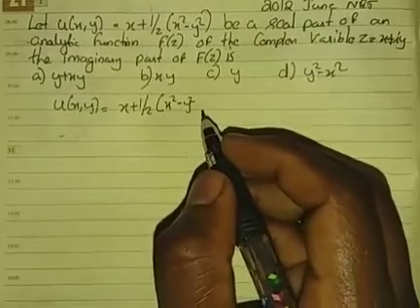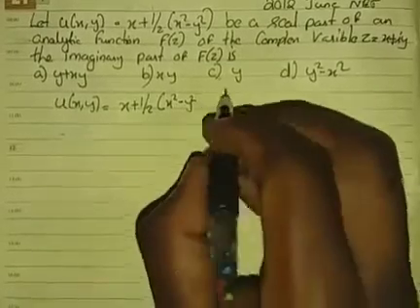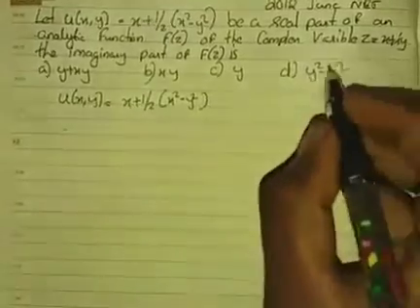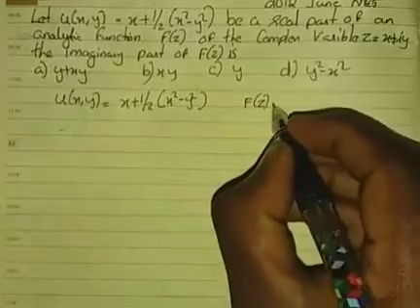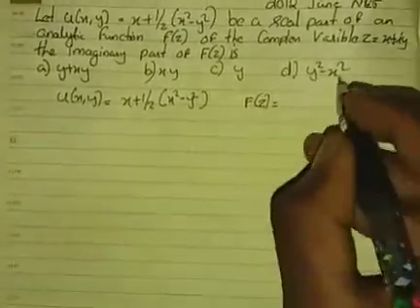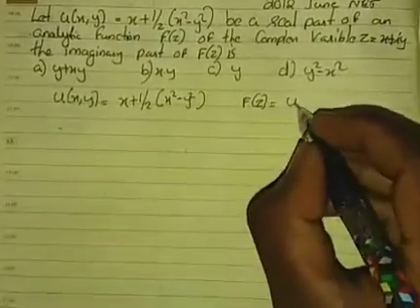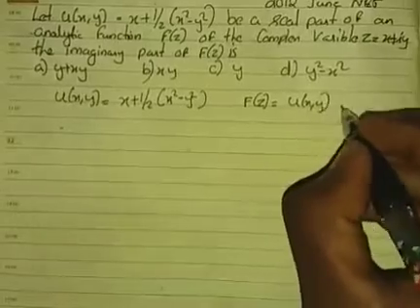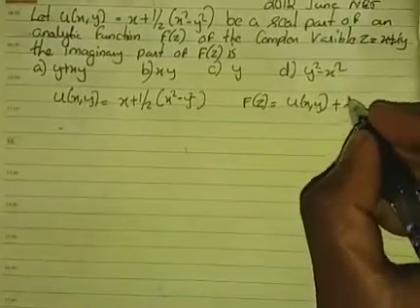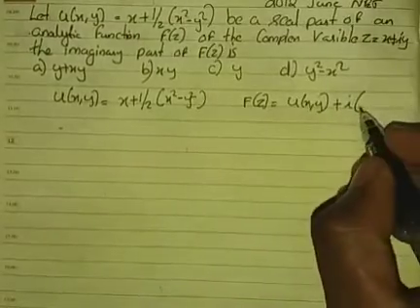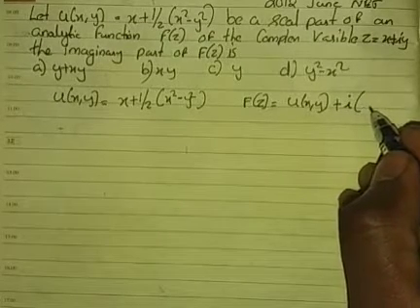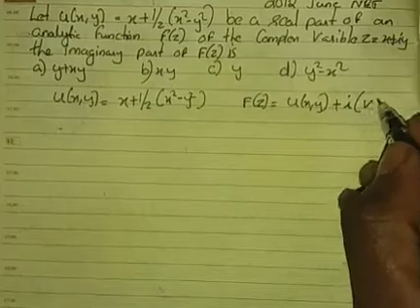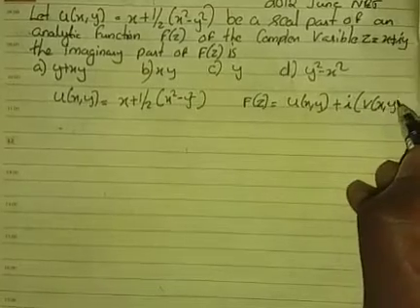And we can take this as the real part of an analytic function f of z. So there is an f of z which is an analytic function having a real part u of x, y and some imaginary part, which means some coefficient of i. Let us assume that it's v of x, y.